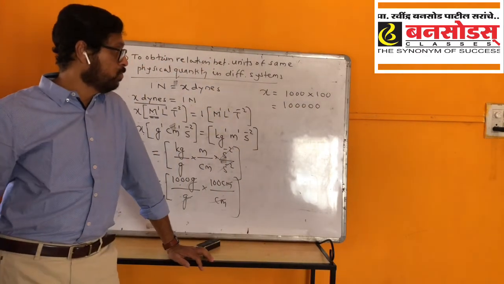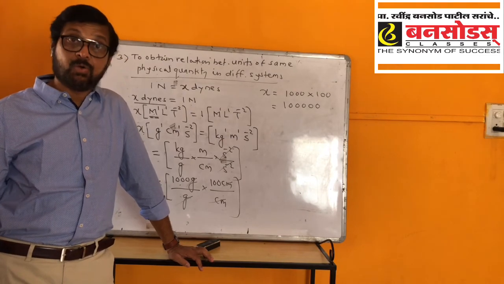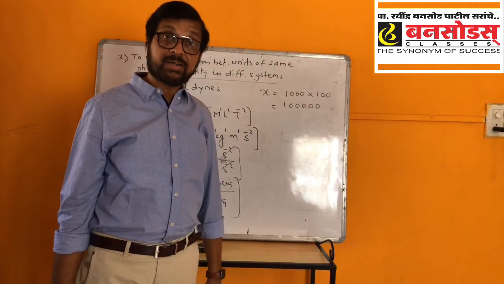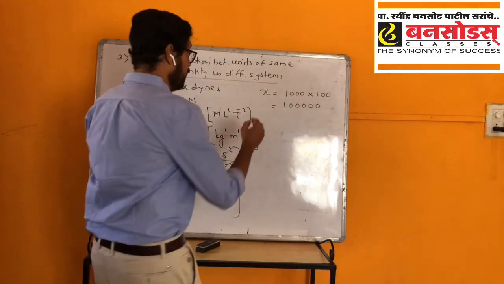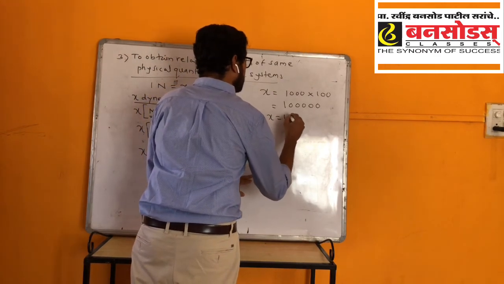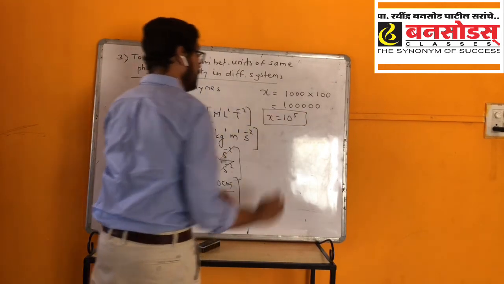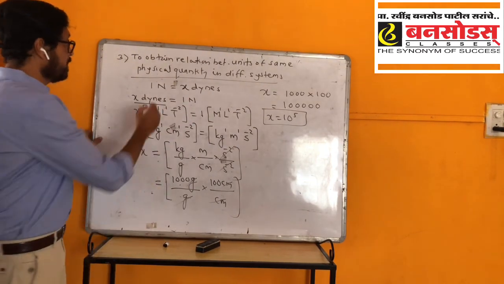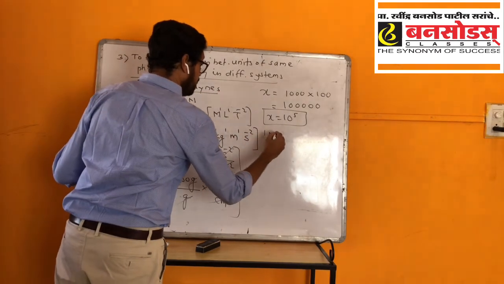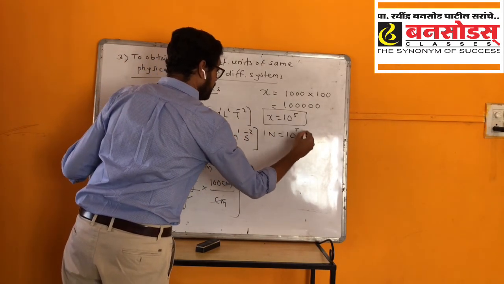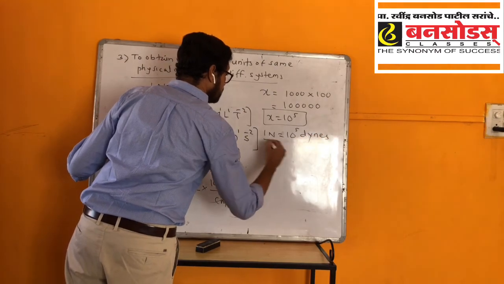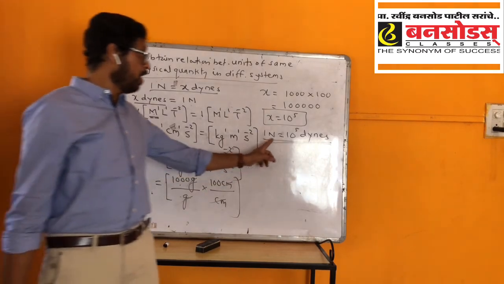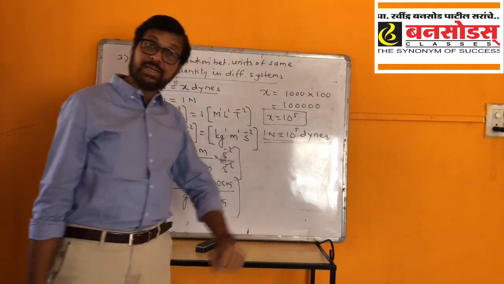So x is equal to 100000. One followed by 5 zeros means what? 10 raised to 5. So x is equal to 10 raised to 5. You got the value of x. Using that, you can say that 1 Newton is equal to 10 raised to 5 dynes. So that's how you find the relation between units of the same physical quantity in different systems.